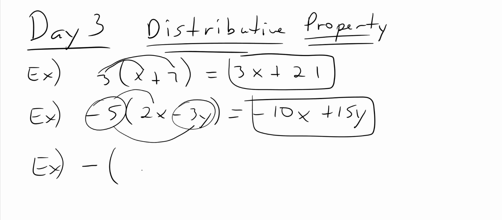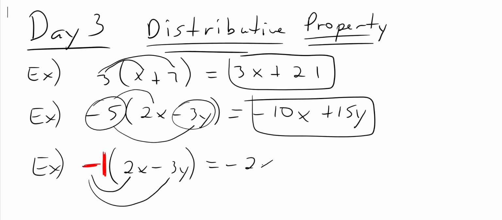So if I just have a negative in front here, 2x minus 3y, if it helps you, turn that into a negative 1. That's okay, because sometimes it just helps a little bit when you're distributing. And then you distribute negative 1 times 2x and negative 1 times negative 3y. So you get negative 2x plus 3y. Okay, negative 1 times 2 is negative 2. Negative 1 times negative 3 is positive 3. And that's your answer.